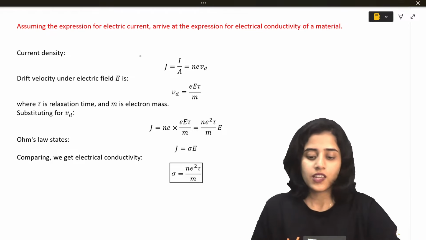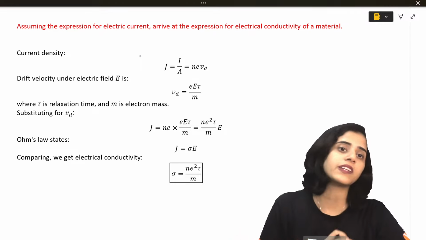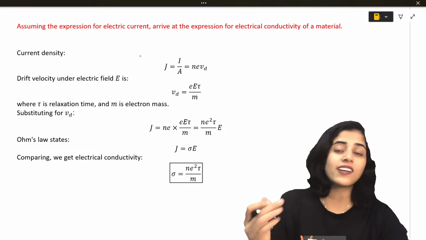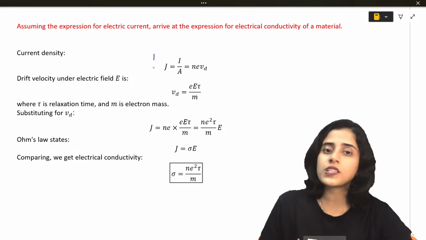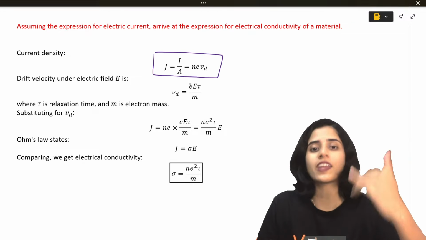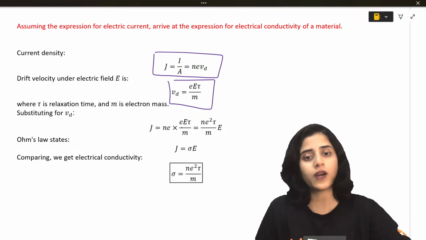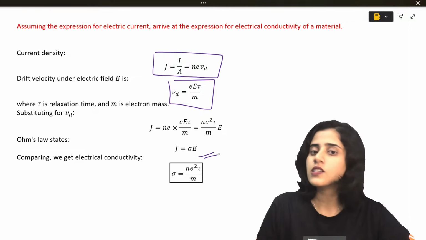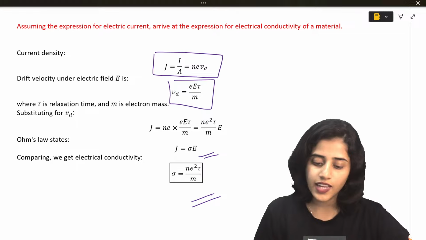Next question. Assuming the expression for electric current, arrive at the expression for electrical conductivity of a material. So we have to get an expression for electrical conductivity, which is sigma. We start with J is equal to I by A, which is equal to N E VD. VD is what? E E tau by M. Now you just substitute the two, and you will get this answer. J is equal to sigma E, where sigma is N E square tau by M.